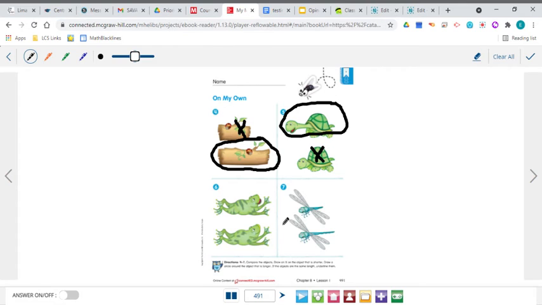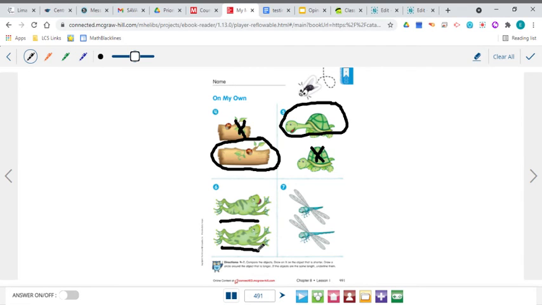Now, take a look at number 6. You can see these two frogs. Is there one that's shorter or one that's longer? I don't think so. They look to me to be the same length. So we're going to underline the ones that are the same length.